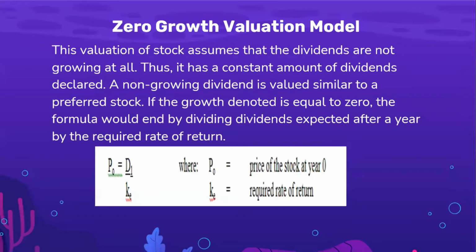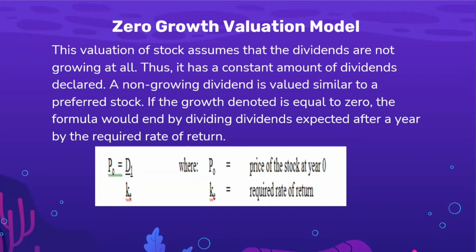Let's continue our discussion. Zero growth valuation model. This valuation of stock assumes that the dividends are not growing at all. Thus, it has a constant amount of dividends declared. A non-growing dividend is valued similar to a preferred stock. If the growth is equal to 0, the formula would end by dividing dividends expected after a year by the required rate of return. So again, this is another valuation model. We call it zero growth, but it assumes that there will be no change in dividend declaration. So it is fixed.